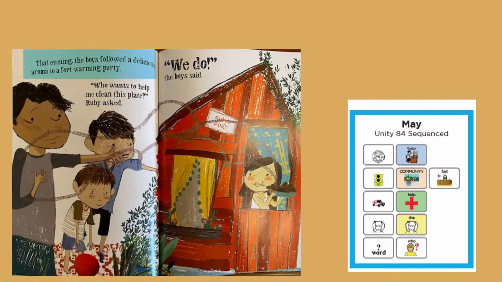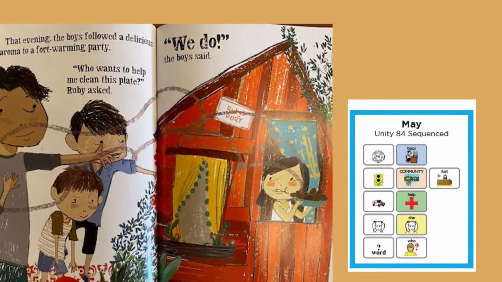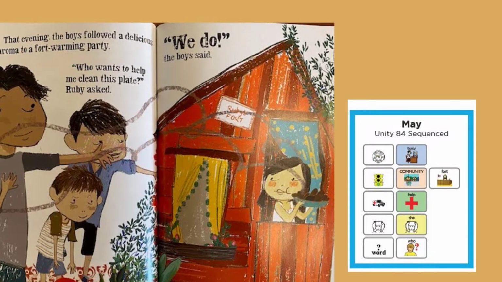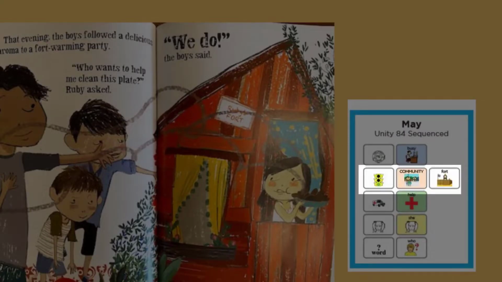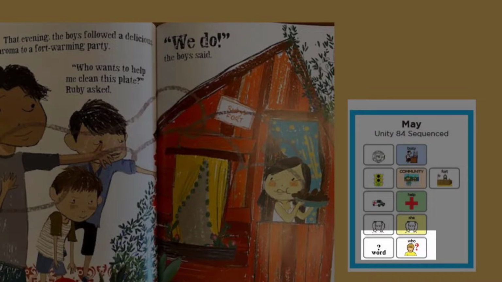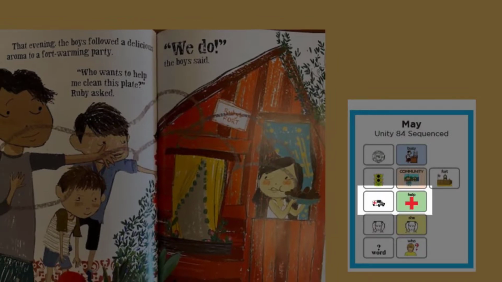That evening, the boys followed a delicious aroma to a fort warming party. "Who wants to help me clean this plate?" Ruby asked. "We do," the boys said. Ruby has some cookies. She's in her fort. This time when she said, "Who wants to help me?" the boys said, "We do," because they want to eat the cookies.